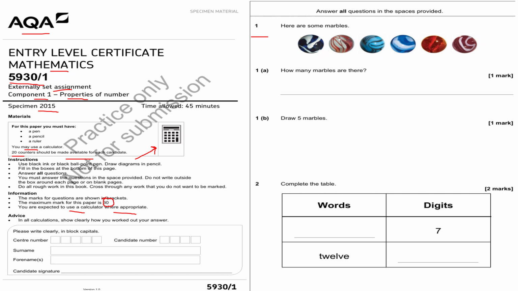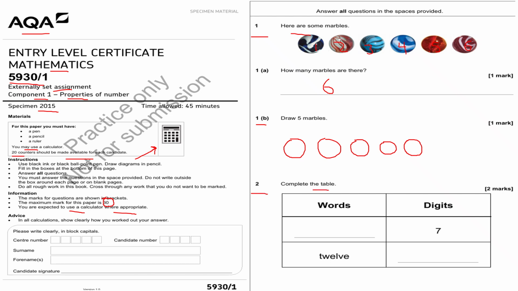This is question number 1. Here are some marbles. 1A, how many marbles are there? Well, there are 1, 2, 3, 4, 5, and 6. So there are 6 marbles. Part B, draw 5 marbles. Again, I'm not going to have the best artistic skills. So 1, 2, 3, 4, 5.